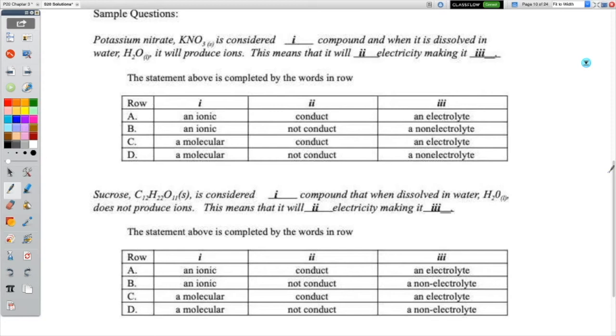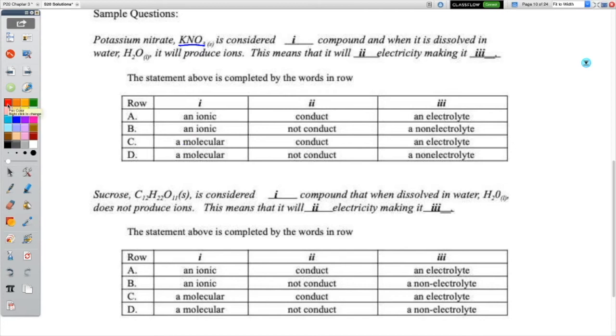So these are some sample test questions that you would normally see. So potassium nitrate, KNO3, is considered a blank compound. So we'll be deciding between ionic and molecular. Well, let's just stop here. Let's answer one at a time. Let's do our test skills.